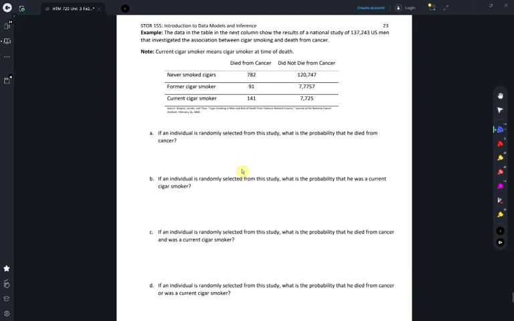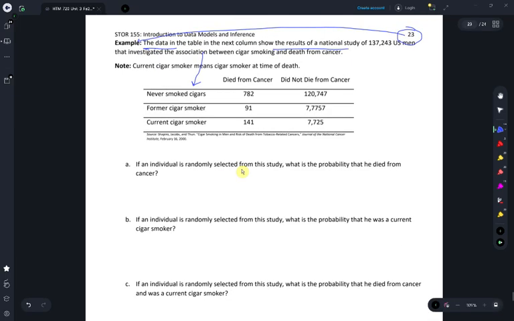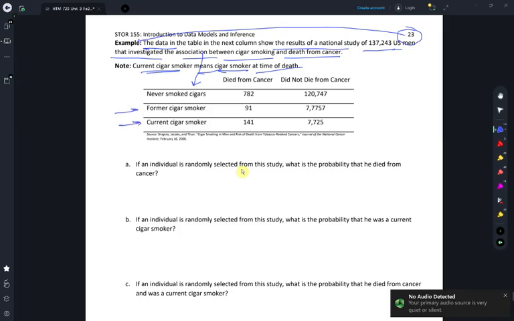In this video, we shall consider yet another example. In this example, we're going to be considering the data in the table below, which shows the results of a national study of 137,243 US men that investigated the association between cigar smoking and death from cancer. Current cigar smoker means cigar smoker at the time of death. So you have current cigar smoker, former cigar smoker, and never smoked cigars.